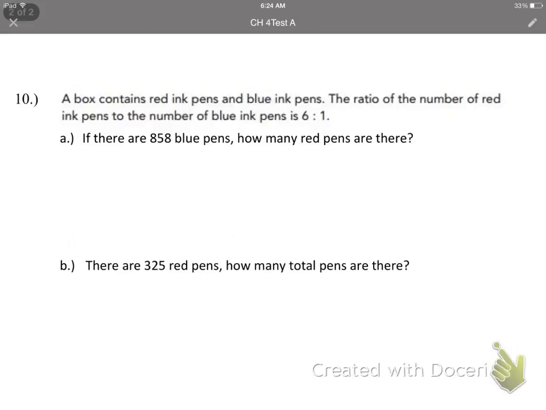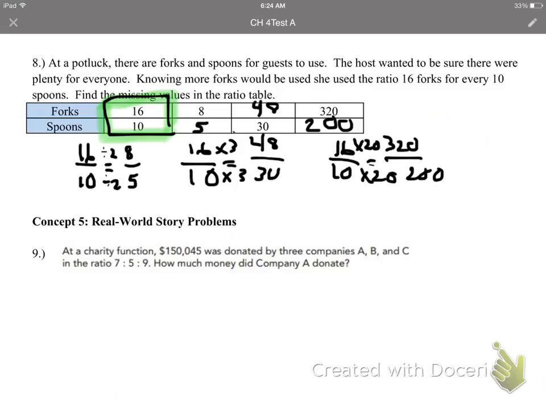Problem number 9. Problem number 9 is one of those real-world problems. These are the story problems. And in class, I feel like students did a really good job of highlighting important information and writing things down. And then when it came to solving the problems, I feel like we struggled.